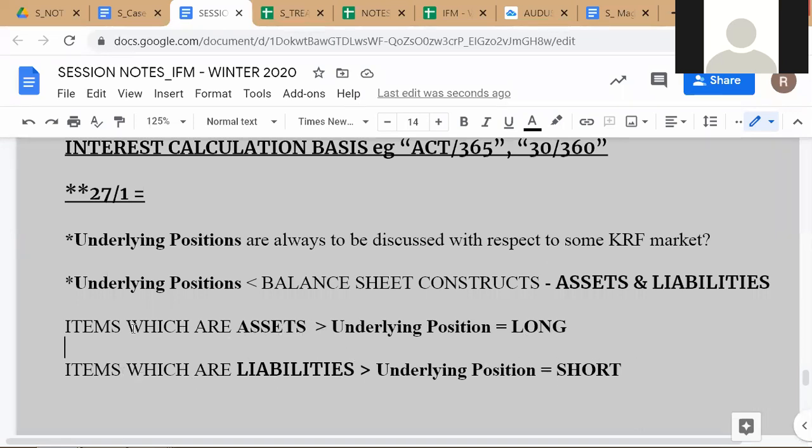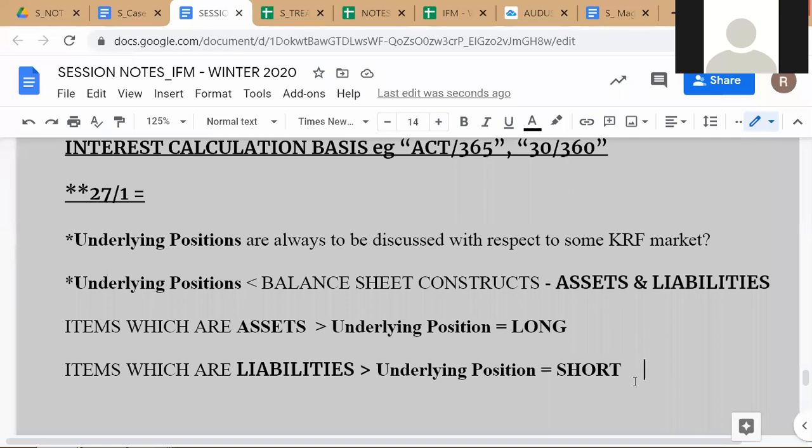Here you can see what that means, because a liability is something that you have to pay: income taxes payable, accounts payable, short-term loans, long-term loans payable. All these are things which you have to pay. Therefore these are liabilities, and if you have to pay, that means you have a short position. Why? Remember, what is a short position? It is where you have gone short in a particular market.